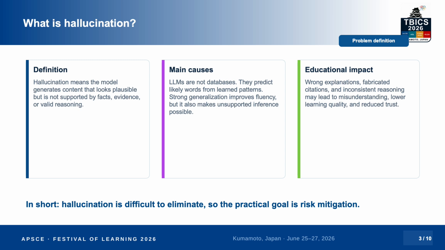Next, I will clarify what hallucination means in this study. Hallucination does not simply mean that the model is creative. It means that the model generates information that seems reasonable, but is actually wrong, unsupported, or logically inconsistent. One important reason is that large language models are not databases. They do not retrieve truth directly. They generate the next likely word based on patterns learned from large-scale text. This design gives them strong generalization ability, but it also creates a trade-off. The model can make fluent answers that go beyond reliable evidence. In education, this is dangerous because accuracy, evidence, and reasoning are fundamental to learning.